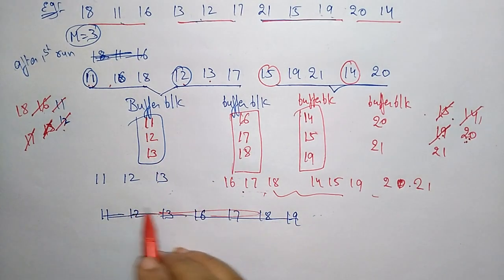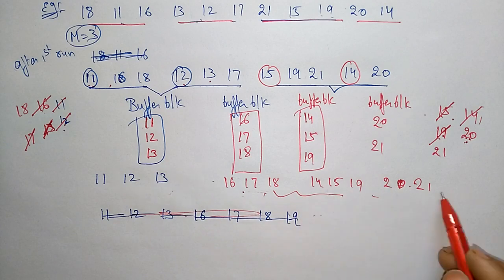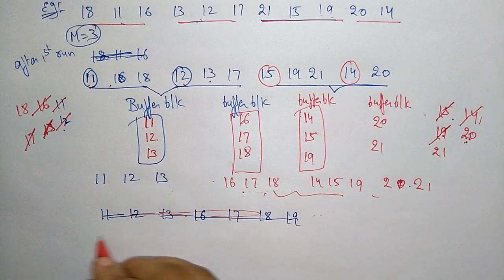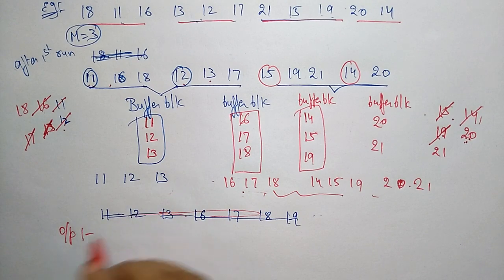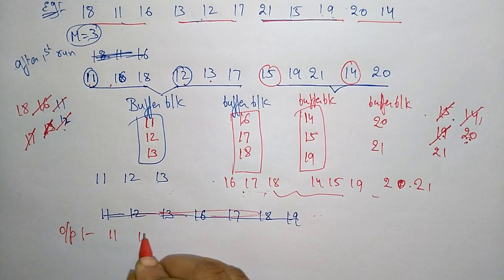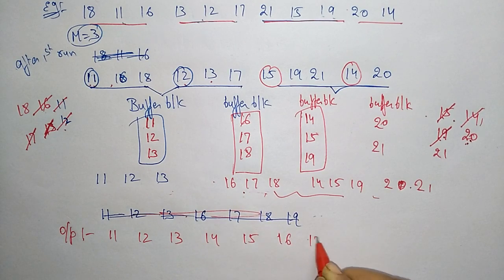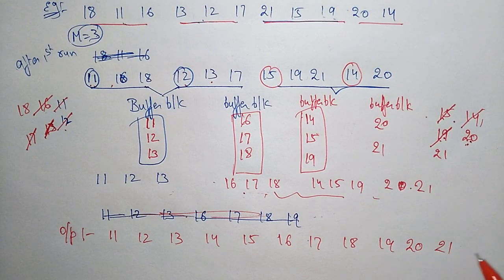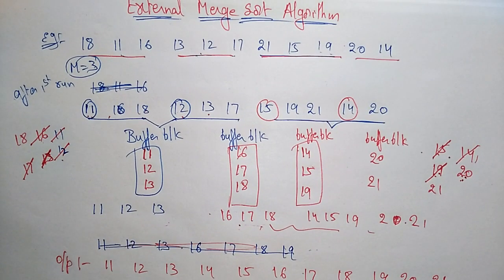After doing the merge sort like this, external merge sort, again you will sort these two and these two files like that. The final output that is stored in the disk is 11, 12, 13, 14, 15, 16, 17, 18, 19, 20, 21. Okay, so this is the way you have to calculate the external merge sort.